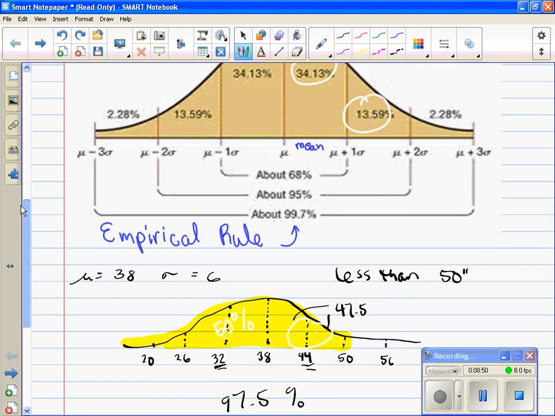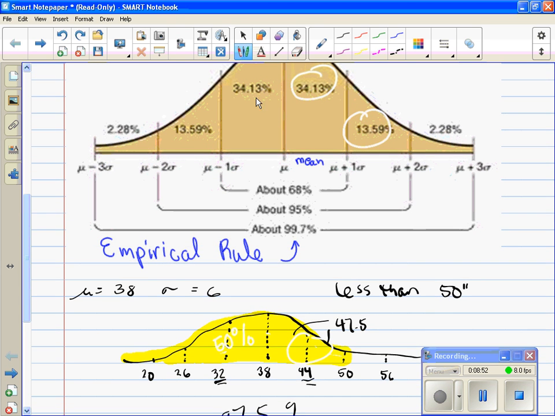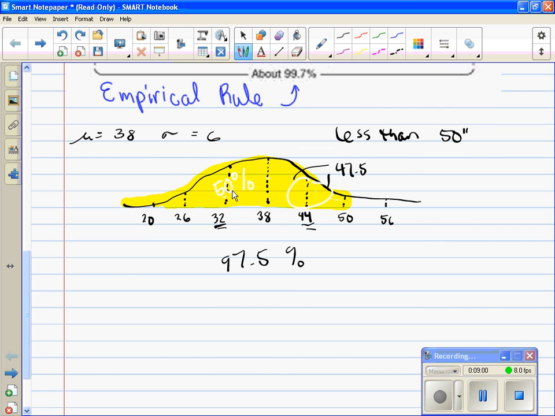This is very specific with the 0.13 and all this kind of stuff. Really, just use the 68 and your 95 and your 99.7 as your guidelines. So if you think of between here and here is 68, half of 68 is 34. So this section is worth 34. Right? Don't worry about the 0.13.